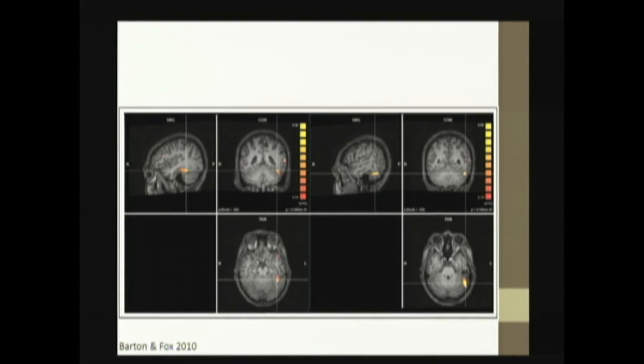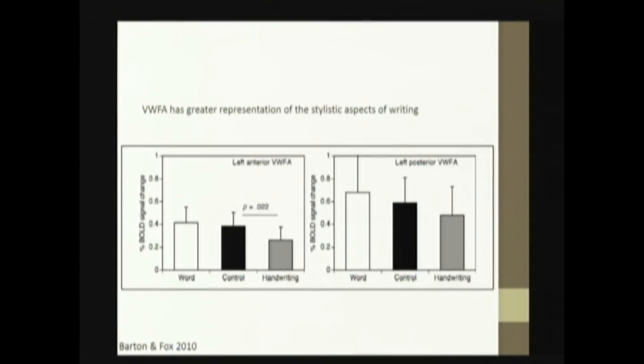This is just an image showing the regions that were involved, basically the left VWFA here. They also found a trend. They found in the left that this activity was happening more in the anterior region. As I mentioned earlier, things that are more specialized require a bit more anterior part in the VWFA.